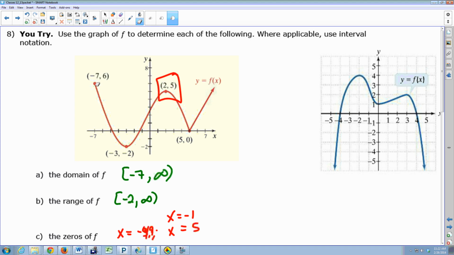Right, because there's nothing happening to the left of -7. I have no idea, folks. I may have truncated this function. This function could be just coming down like this. Look, I don't know. Because I don't know anything about what's happening to the function before -7, it's not even defined. I can't say that this value here, 6, is a relative maximum because I have no idea.